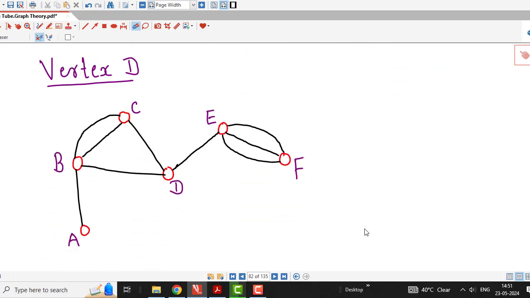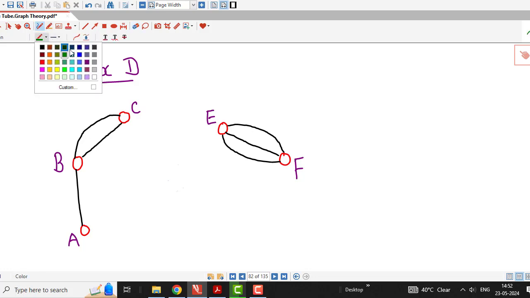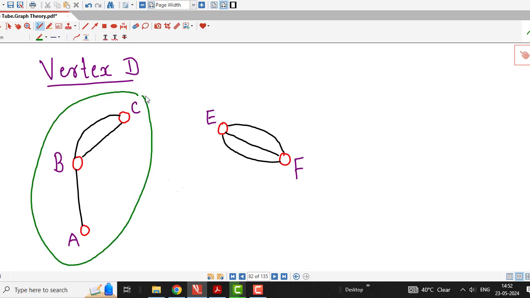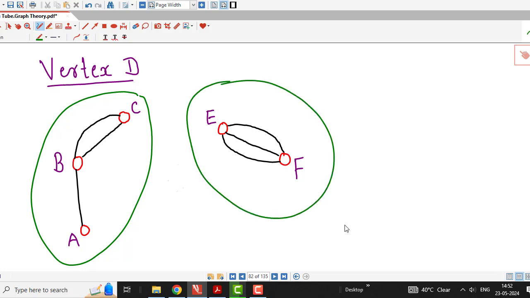Now we check for vertex D. For that I am removing this edge, I also have to remove this edge, and finally I have to remove vertex D also. We can see we obtain a disconnected graph, or whatever subgraph we obtain is disconnected with two connected components. This is one connected component, this is another connected component. Therefore vertex D is a cut vertex.